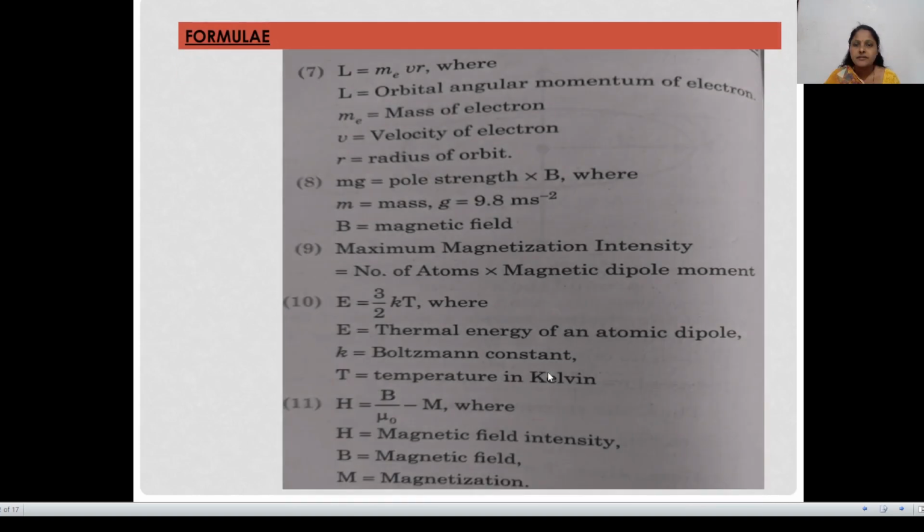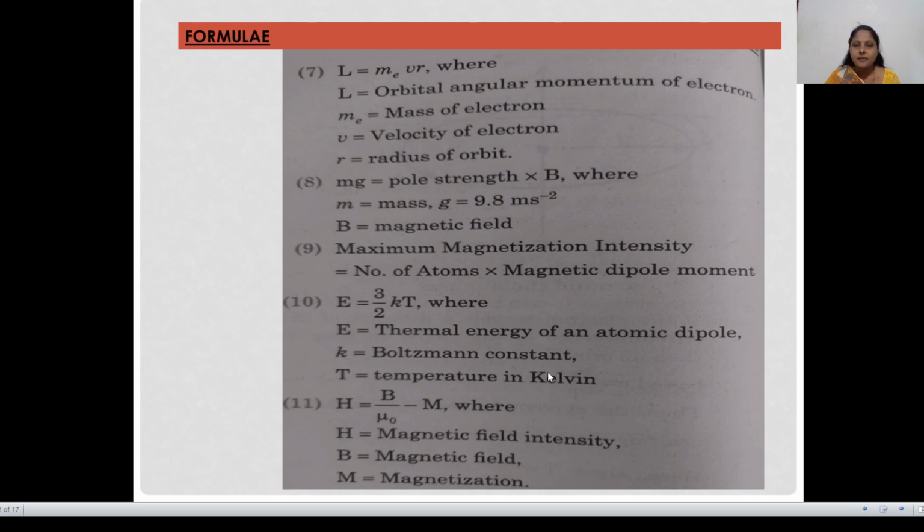Next, seventh one, L is equal to me v r, where L is the orbital angular momentum of the electron, me is the mass of the electron, v is the velocity of the electron, and r is the radius of the orbit. Formula number 8, mg is equal to pole strength into B, where m is the mass, g is equal to 9.8 meter per second square, and B is the magnetic field.